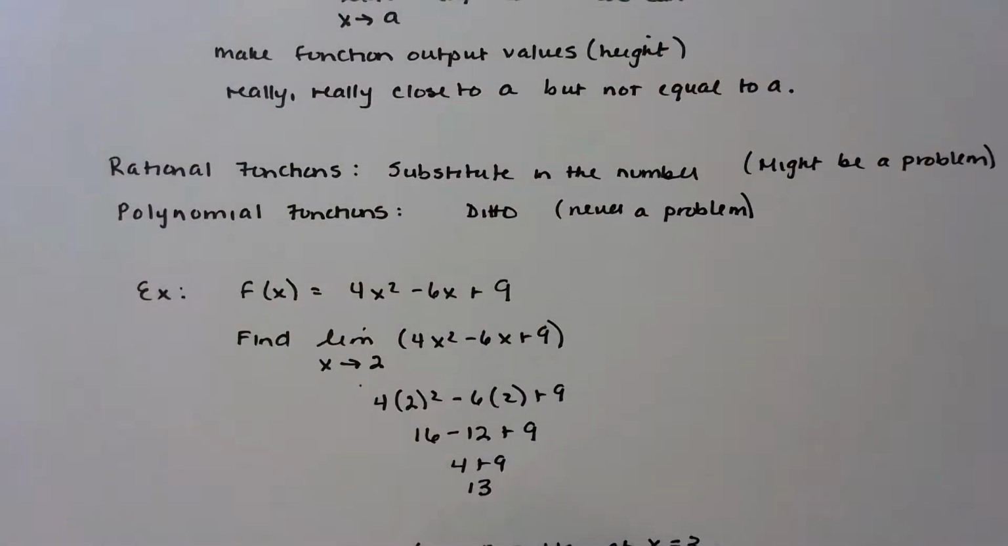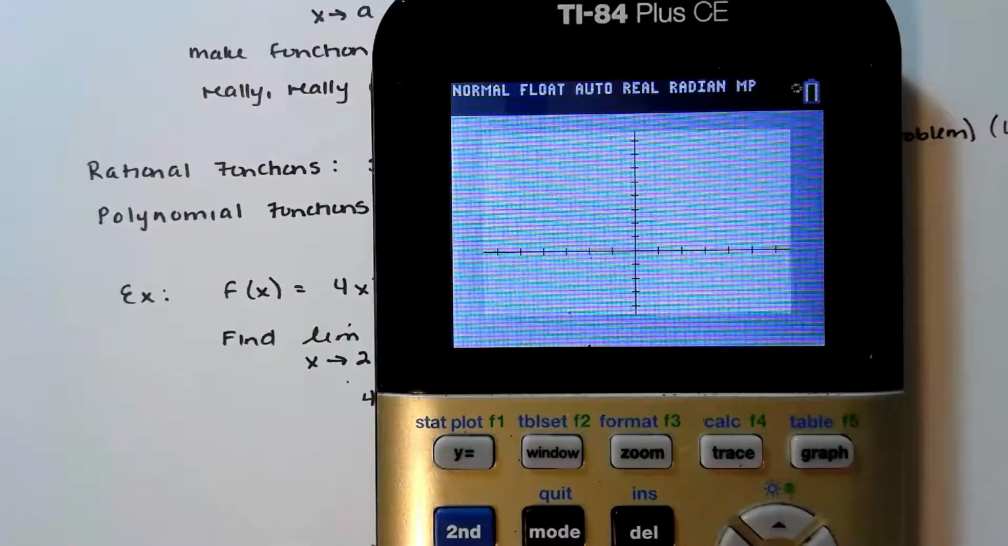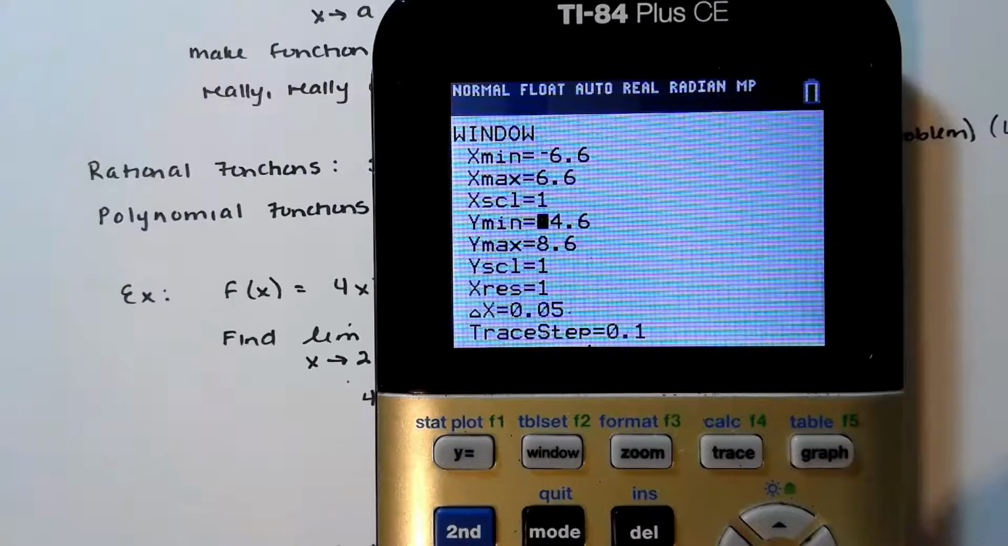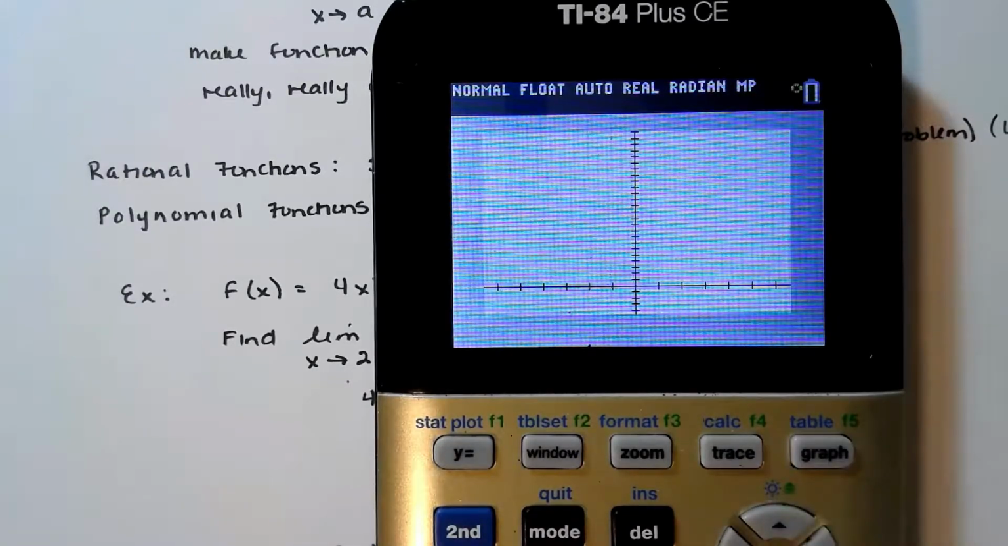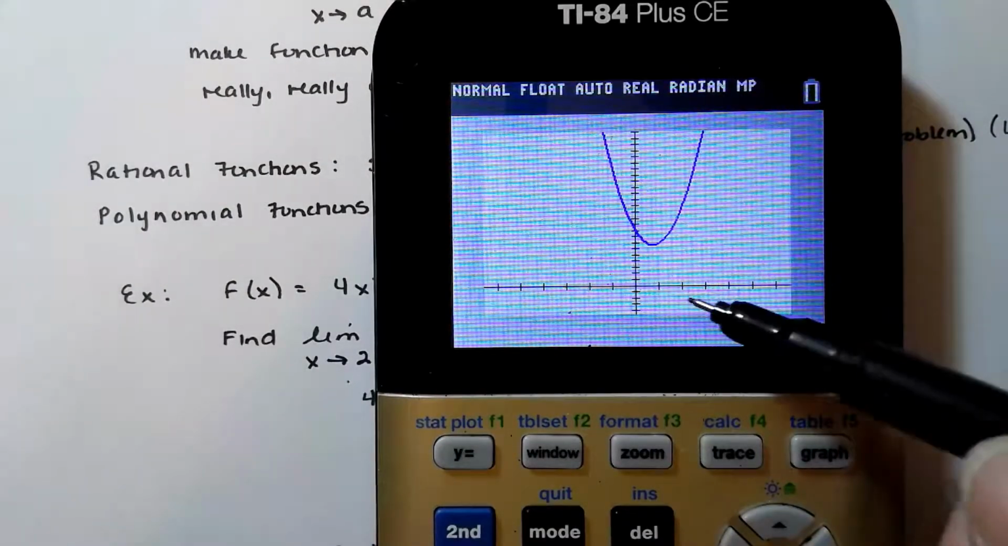Now let's look at that graphically for a second. You put your function into y1, and you hit the graph key, and my window may not be good. So I'm going to adjust the window. We'll make the y-axis 25, let's say, because if x is 0, then the height is already 9. So anyway, we have this nice smooth quadratic polynomial, and the idea is I want to evaluate the limit as x approaches 2.